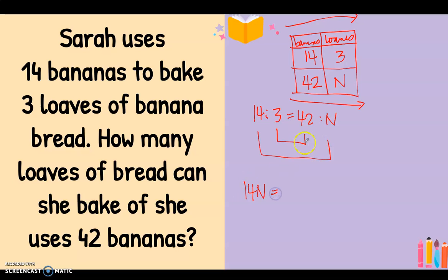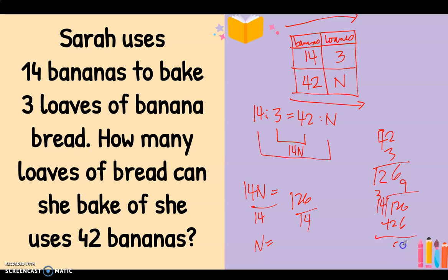14n is equals to 42 times 3, 6, that is 12. So that is 126 divided by 14. The value of n is equals to 9. So 36, 9, 12. So there's no more remainder. The answer is 9. So the question is how many loaves of bread Sarah can make? 9 loaves of bread if she will use 42 bananas.